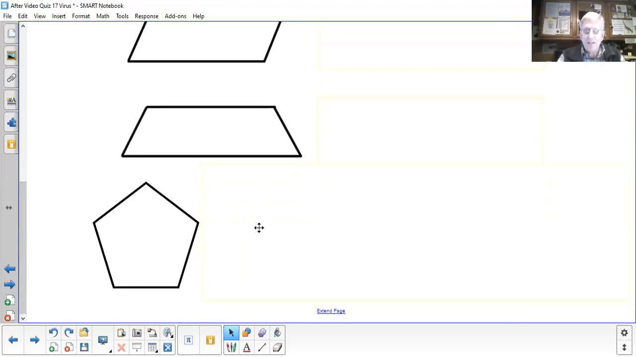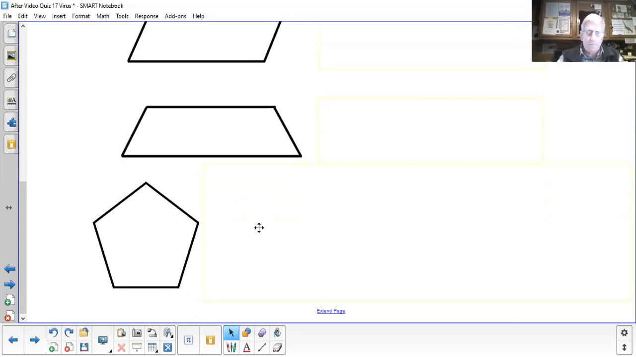So there's a pentagon, and of course it's a 5-sided, what we call polygon. Remember, polygons have all sides that are line segments, just like the trapezoids and the parallelograms and so forth. But this is called a regular polygon because all of its sides are equal in length, and all the angles on the inside of the figure are the same.